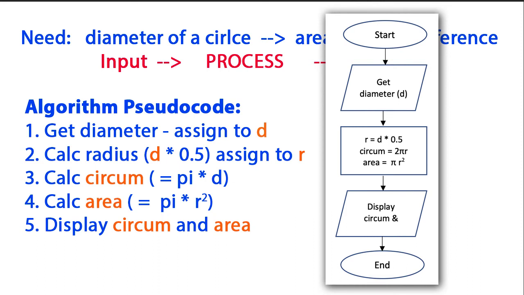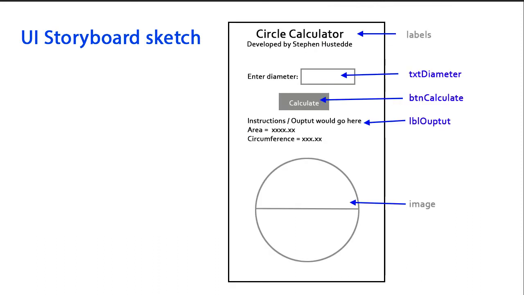Now, I mentioned storyboarding. In the context of UI storyboarding, or sketching out our user interface, you can do this with paper and pencil. You can do it with products like Sketch or Adobe XD, Illustrator, Photoshop, all kinds of tools you can use. A lot of times I just use paper and pencil, and I'll sketch out the window. The larger rectangle here is the screen itself. I want some labels at the top. They're going to have the title and my name as the developer. Then I'm going to have a label that says enter diameter, and then a text field, which I'm going to name txtDiameter.